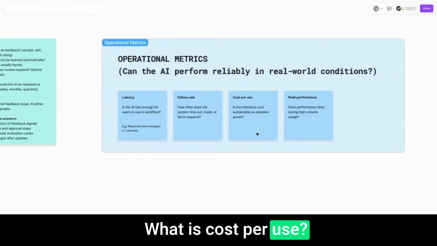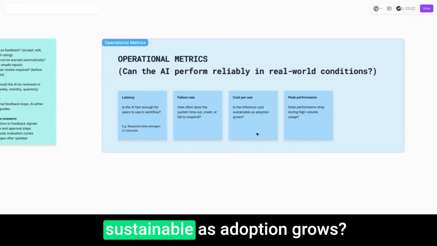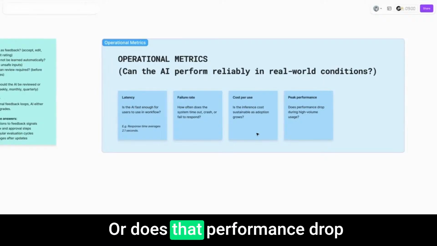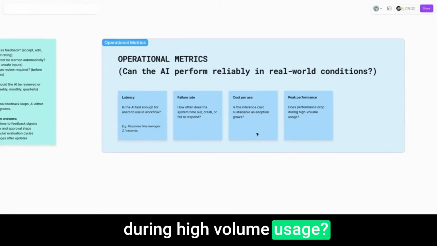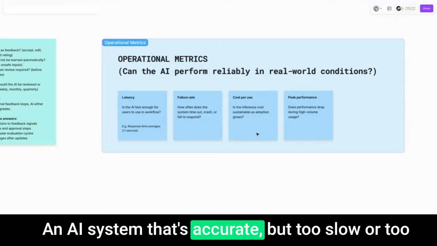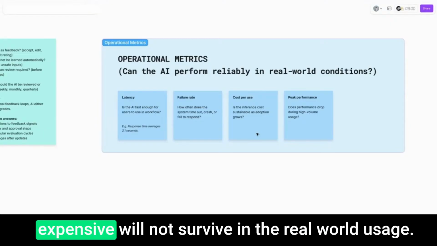What is cost per use? Is the inference cost sustainable as adoption grows? Or does the performance drop during high volume usage? An AI system that's accurate but too slow or too expensive will not survive in real world usage.